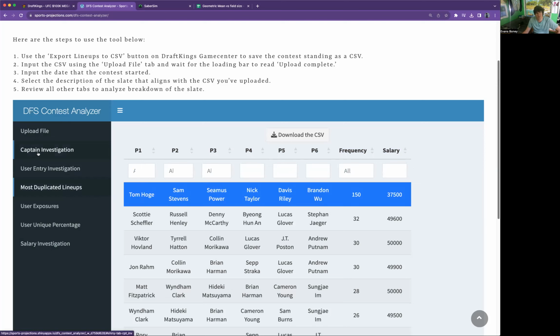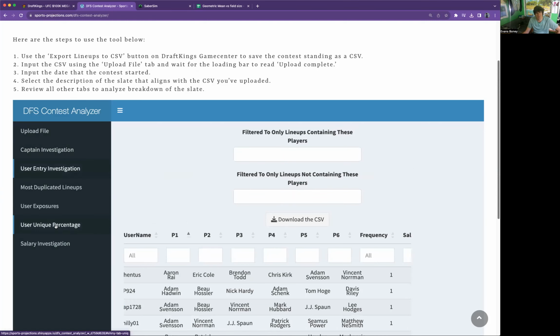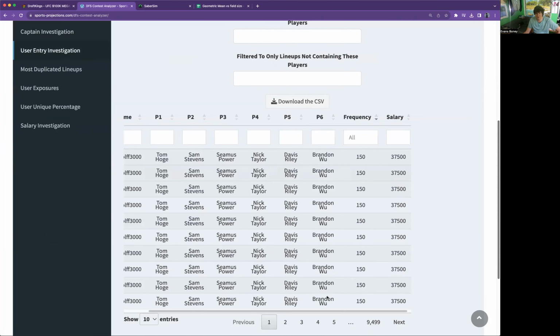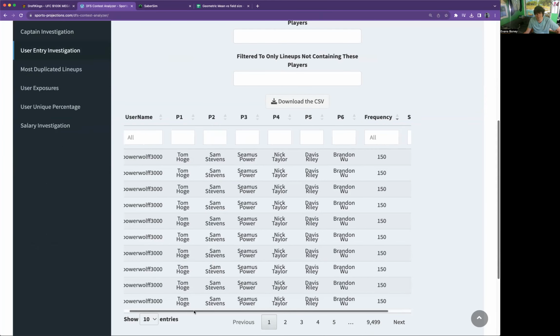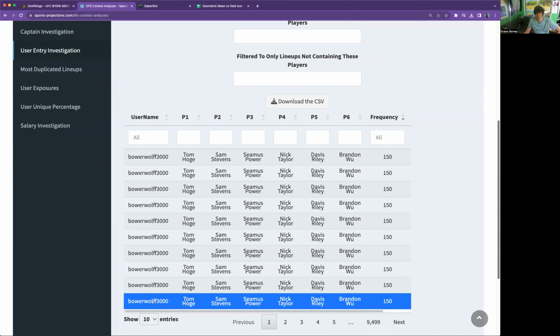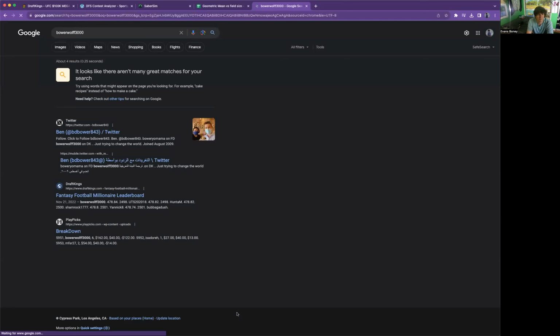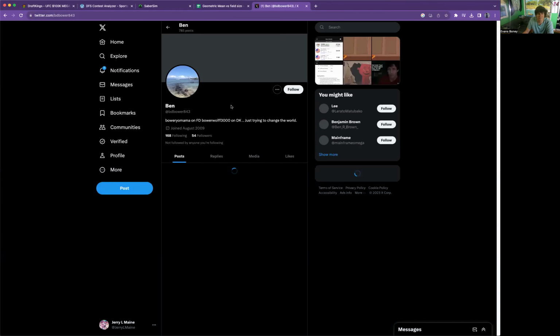If we go, because that person will have, right. So I can go to user entry investigation. No. User unique person. Oh yeah. And I can sort by frequency the other direction, and it'll just tell me who it is. Oh, pants down moment for Bauer Wolf 300,000. I don't want to call you out on the stream. Sorry, Ben. Oh, hopefully you're doing fine. Oh, looks like you won lots of money in the past. So, all right, good for you.